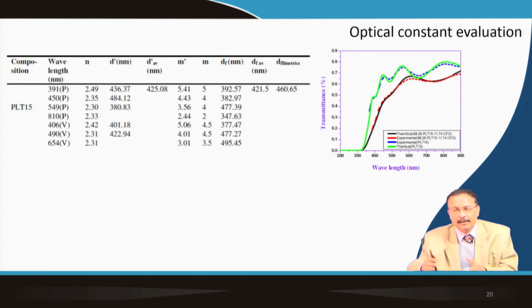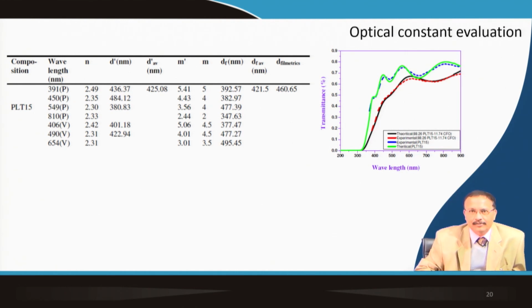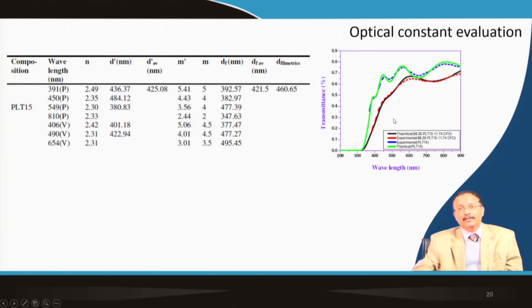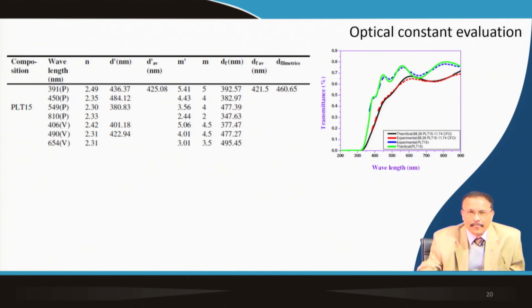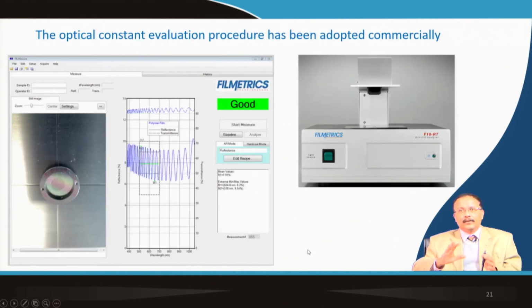Now, all these parameters, this n value, k value, etcetera, you can put in the transmittance equation, and you can reconstruct the experimental plot. As you can see, the experimental and the reconstructed plots are exactly identical for different compositions of the thin film. So, that tells that our estimation by this envelope method to calculate the values of n, k, etcetera, to construct the transmittance and also the reflectance spectra, is quite accurate.